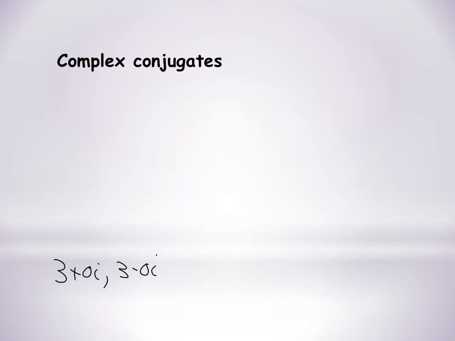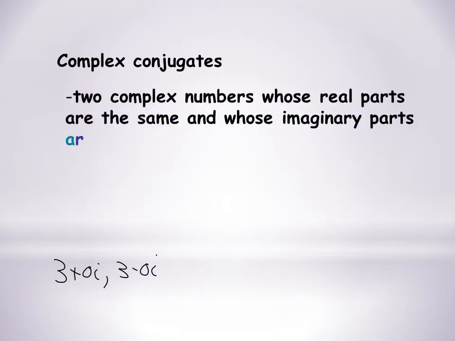Complex conjugates, just ignore the scribble on the bottom, I don't know why that's there. Complex conjugates are two complex numbers whose real parts are the same and whose imaginary parts are opposite, like 3 plus 0i and 3 minus 0i, 5 plus 3i, 5 minus 3i.